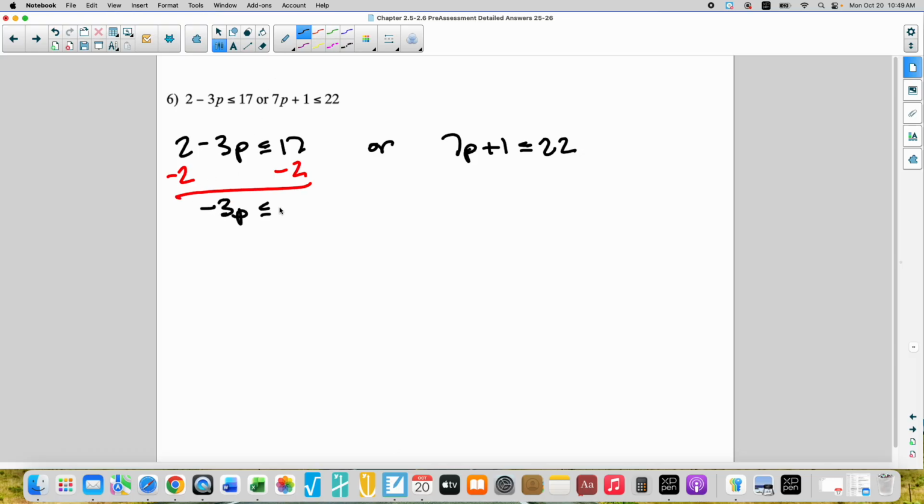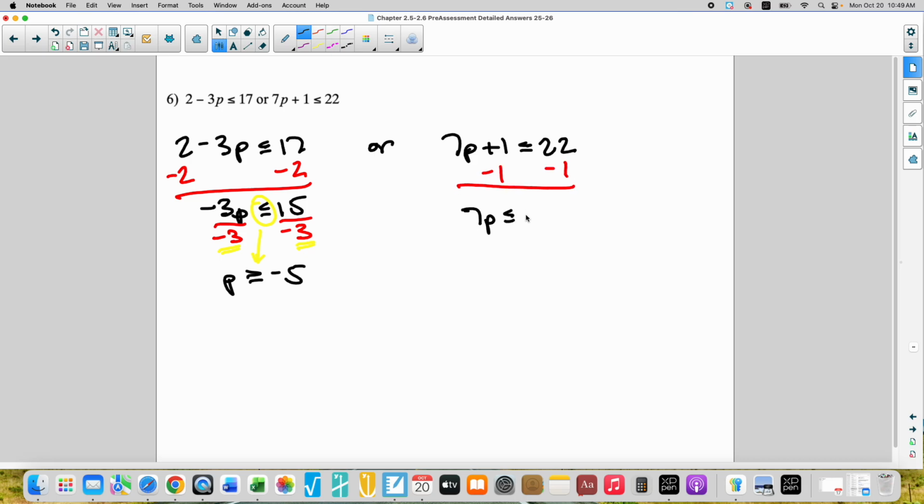-3p is less than or equal to 15. Divide by -3, divide by -3. We need to notice that we are dividing both sides by a negative, so we must flip the inequality sign. That's important. So make sure that you note that you divided both sides by a negative, meaning you need to flip your inequality.